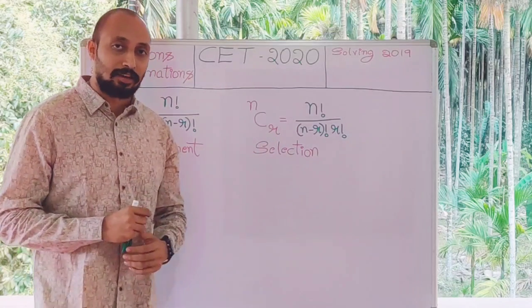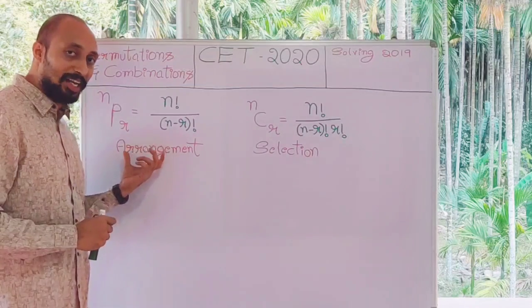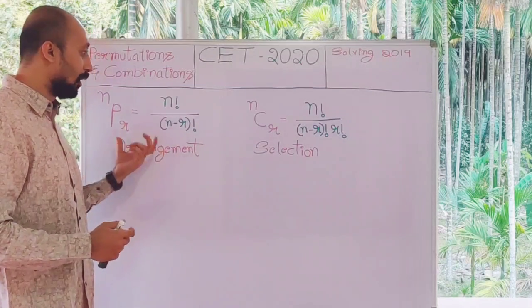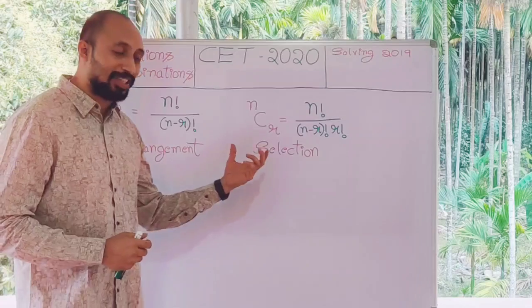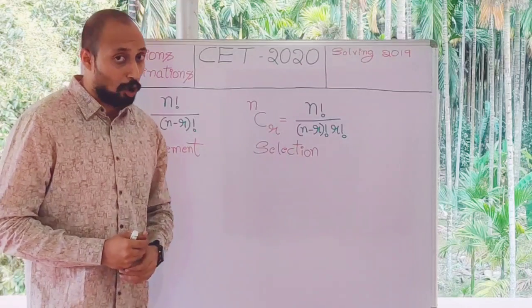So what is the trigger word here? The triggering word is arrangement. When the question says number of arrangements, we will be using permutation. When it says number of selections, we will be using combinations.